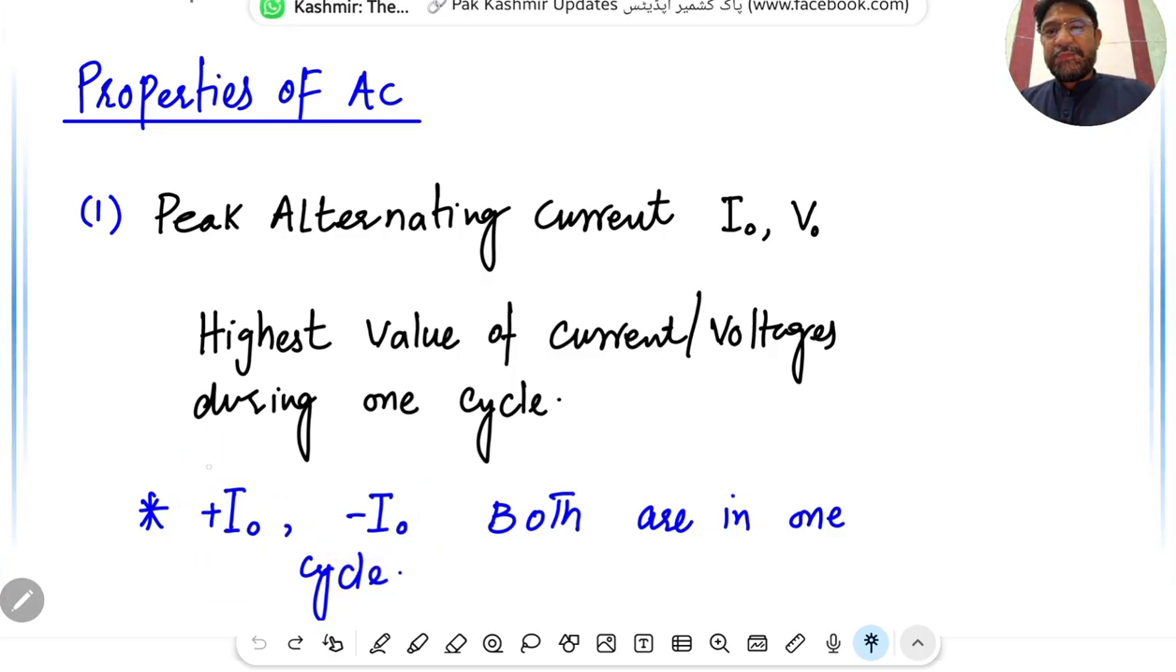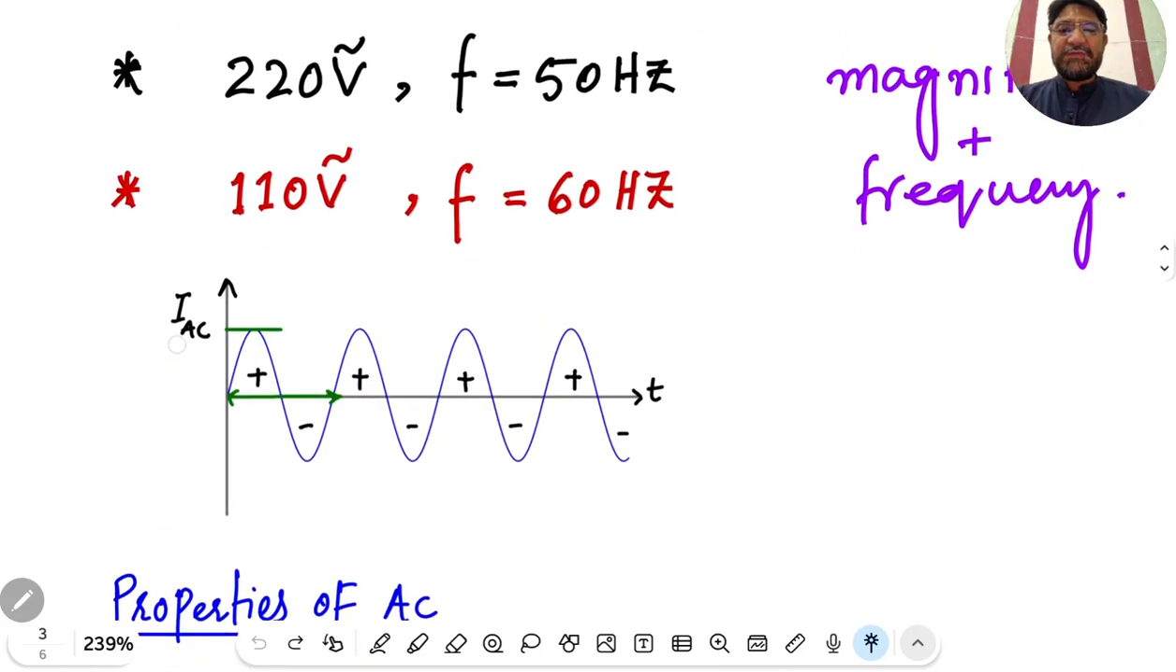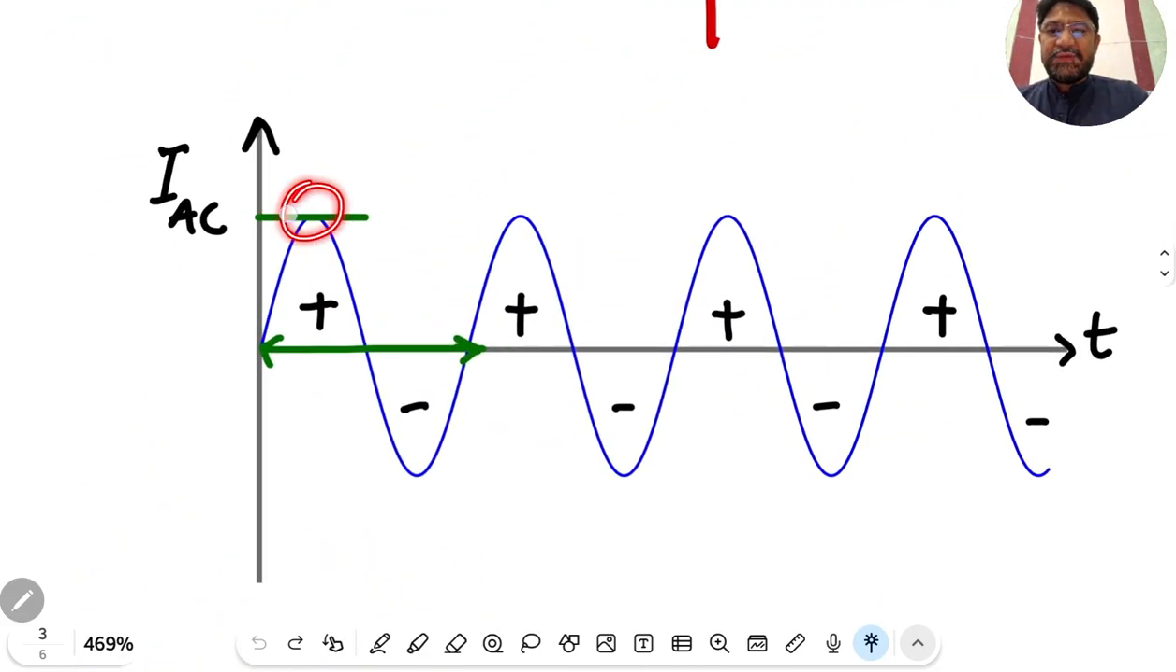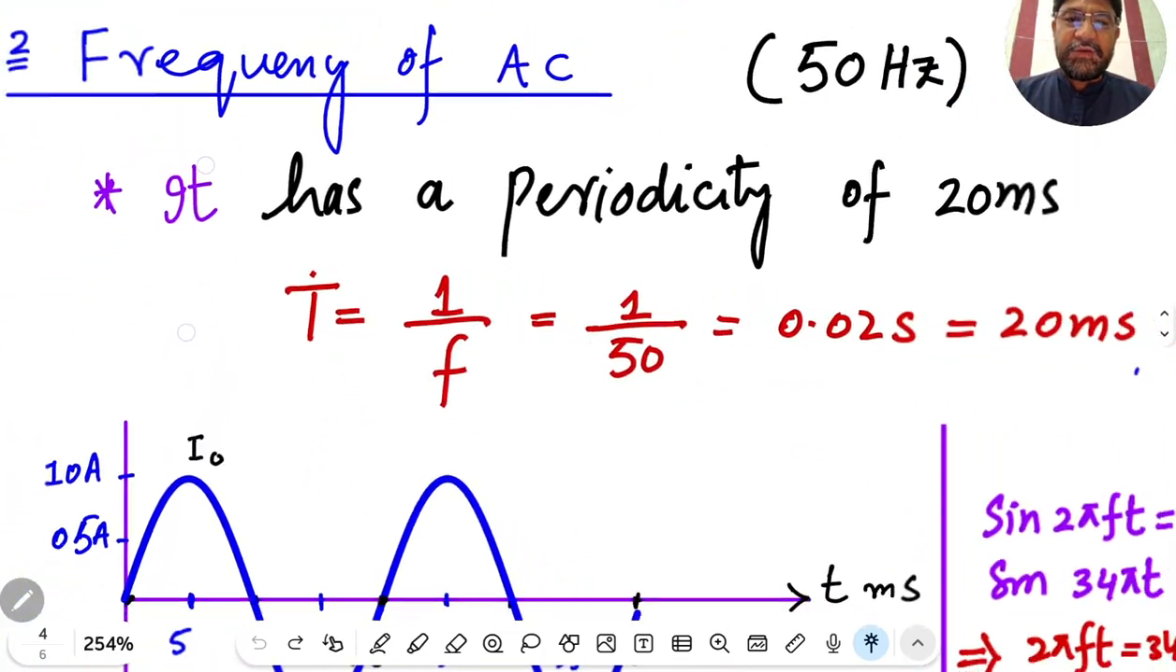So that is why, for the highest value of positive current, we take I naught positive for the positive maximum and I naught negative for the negative maximum. As I have shown you here in my slide, this is the positive maximum and this is the negative maximum. I will show you another figure, then it will be very clear to you.